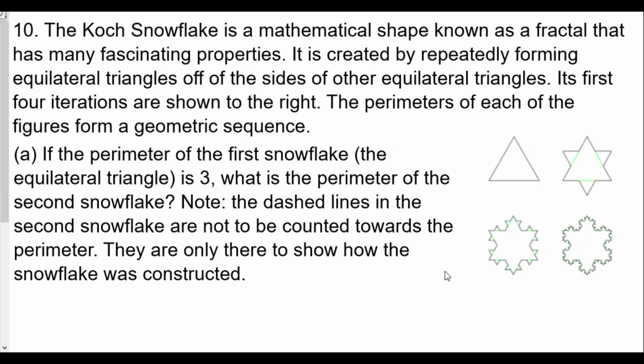The perimeters of each of the figures form a geometric sequence. So if the perimeter of the first snowflake, which is a triangle, is 3, so that's why I had the 3 there before. I'll have here 3. What is the perimeter of the second snowflake? Note that the dashed lines of the second snowflake are not to be counted towards the perimeter. They're only there to show how the snowflake is structured.